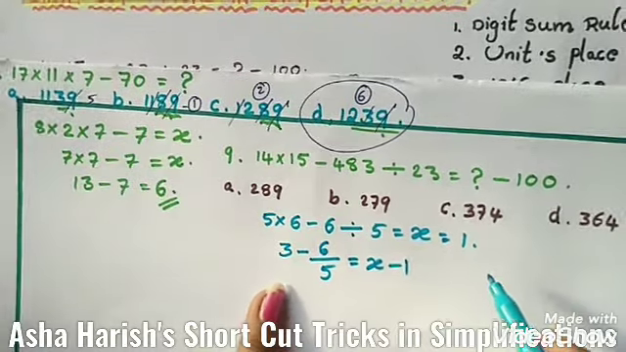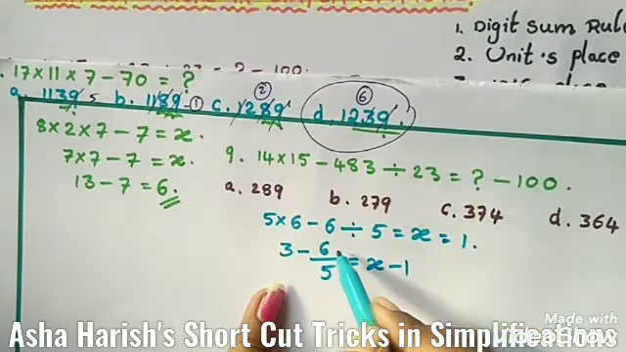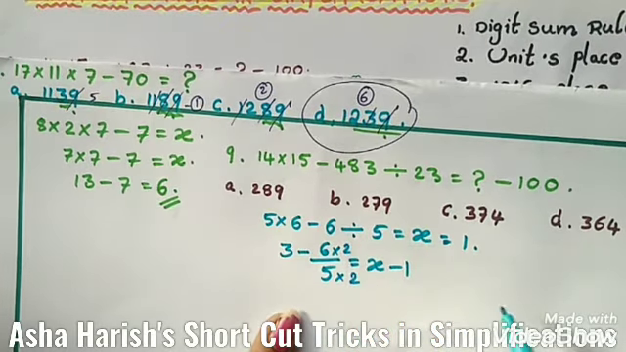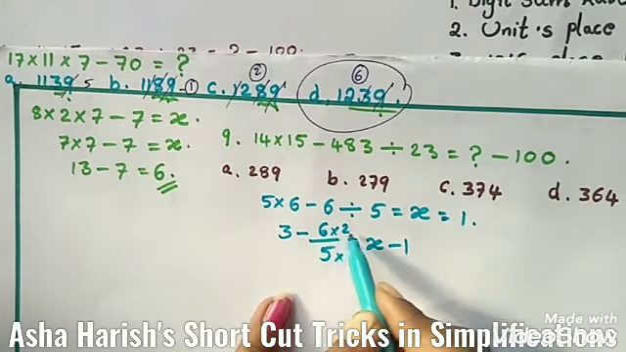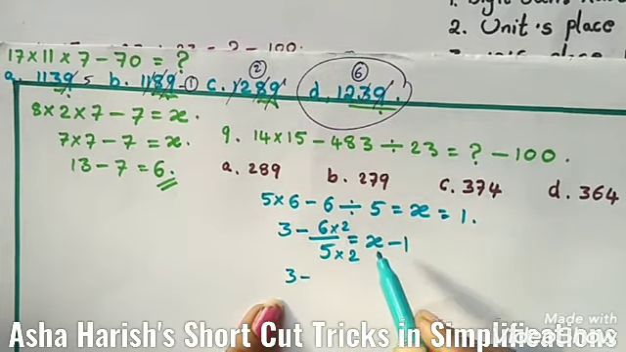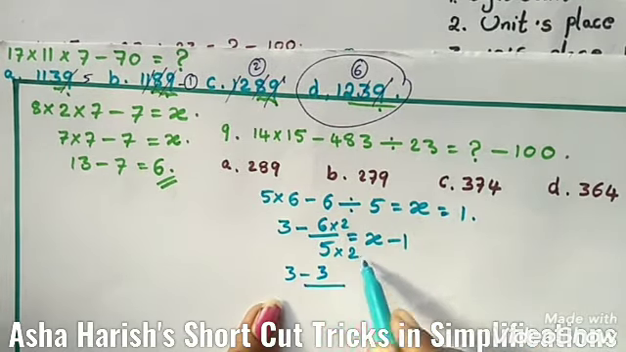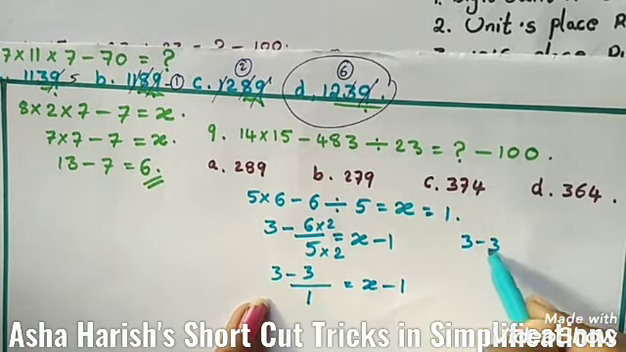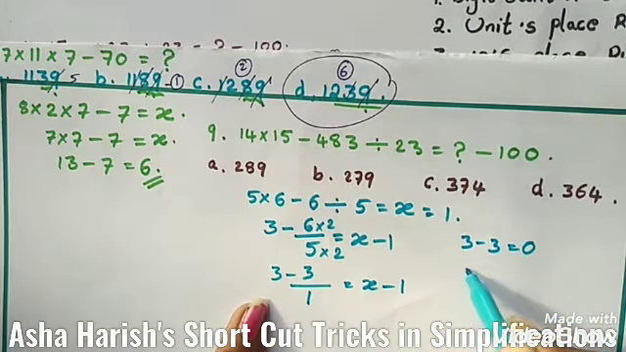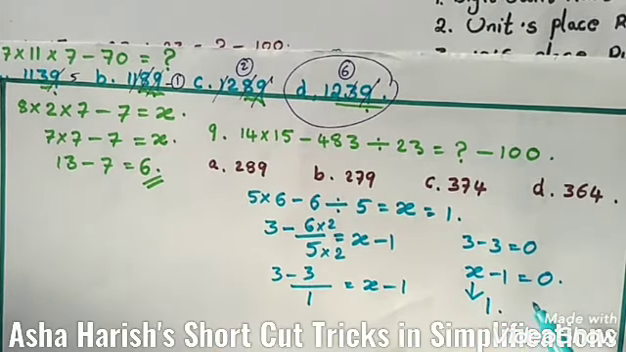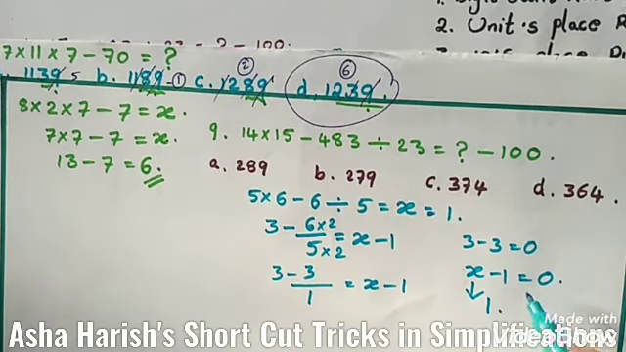Now for division, 1 should be there in the denominator. So if you multiply both numerator and denominator, then you should get 6 2's 12. 12 means 1 plus 2, 3 by 5 2's 10 means 1 plus 0, 1 is equal to x minus 1. So here 3 minus 3 is equal to 0 and x minus 1 is also 0. Which means in the place of x you can take 1. So already you got the answer.